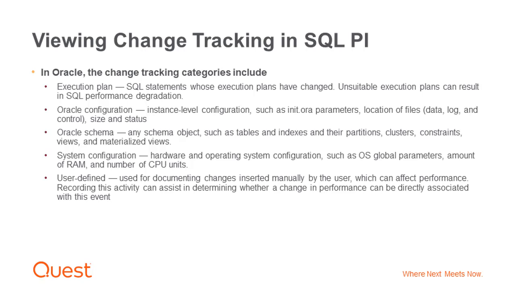System configuration, hardware and operating system configuration such as OS global parameters, amount of RAM, and number of CPU units. User defined, used for documented changes inserted manually by the user, which can affect performance. Recording this activity can assist in determining whether a change in performance can be directly associated with this event.